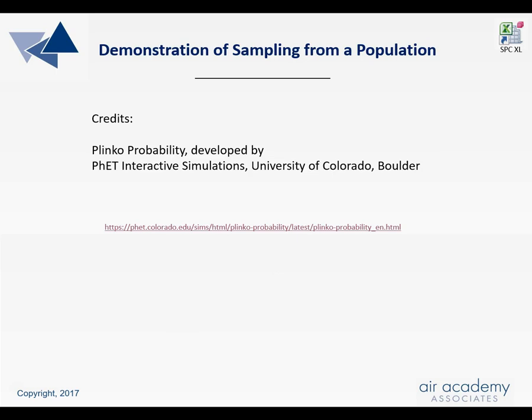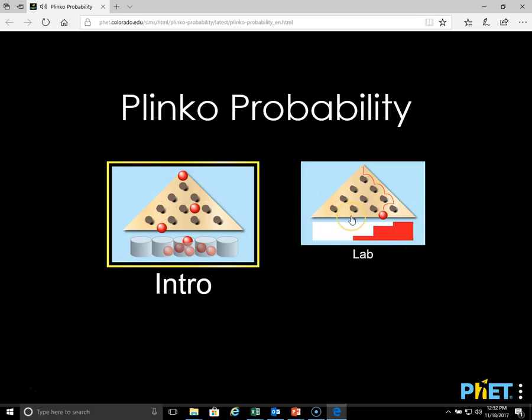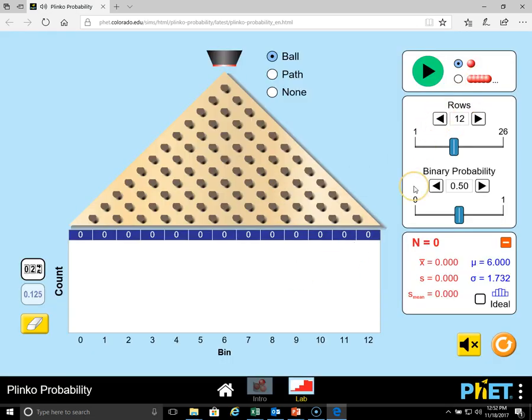To illustrate and demonstrate the concept of sampling, I'm going to use what we call a Plinko probability simulator developed by PhET Interactive Simulations at the University of Colorado Boulder. You might want to go back and get this link and play with this simulator yourself after this video clip is over. So I'm going to click on this and introduce you to the idea of sampling by way of the Plinko probability simulating a normal distribution in this case.